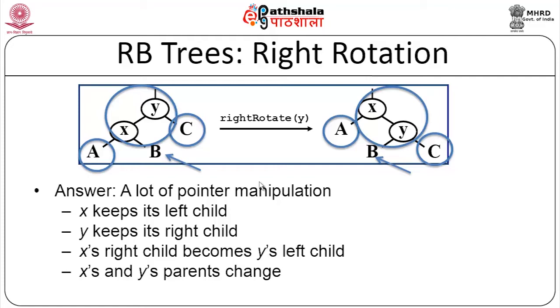Previously y was the parent of x, now x is the parent of y. So, what have we done? x keeps its left child, y keeps its right child. This is for right rotate, and then x's right child becomes y's left child, that is b in this case, and x and y now become inverses of each other. Of course, not exactly in the same way as you see. This we have seen before in AVL also.